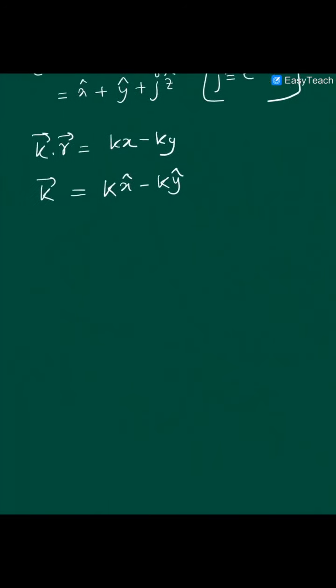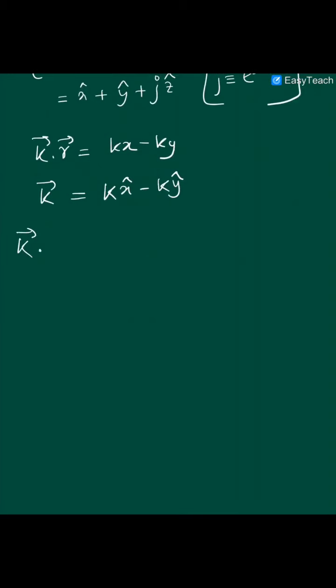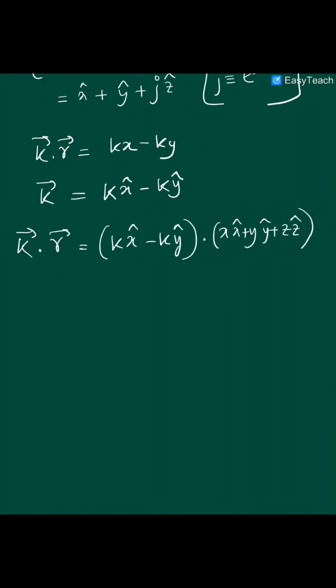Okay, then you can verify this in this way. k vector dot r vector is k x cap minus k y cap dotted with x x cap plus y y cap plus z z cap. So it will be kx, then the dot product with y is 0, and similarly with z it is 0. Then the next non-zero quantity will be minus ky. Okay, so this is how you can verify. So this is our propagation vector.